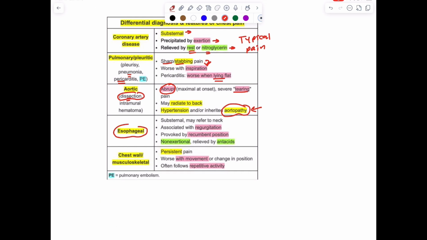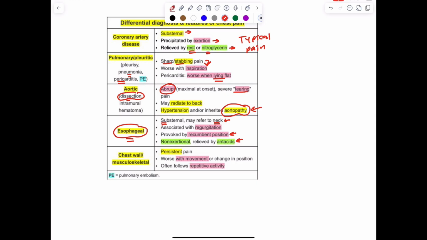And then you have the esophageal pain. It's going to be substernal, which is why it could sometimes sound like angina pain. It also can refer to the neck. Again, when you see substernal chest pain radiating to the neck, you're going to think, oh, MI. But remember, it could be esophageal. And most of the time, they're going to tell you that it's provoked by the recumbent position and it's relieved by antacids. Or sometimes they could just say it's not relieved by antacids. Pay attention to these details because it could be the difference between you getting the question right.